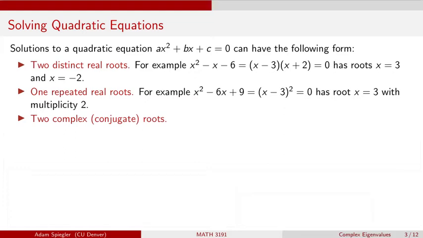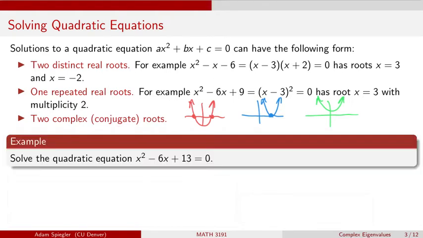So for the case of two distinct real roots, that means we have a quadratic that might look like this and crosses the x-axis at two distinct points. One repeated root might be a quadratic that looks like this, where the vertex is right on the x-axis. And it's possible that if we're graphing a quadratic, we have a parabola which sits entirely above or below the x-axis, in which case we have two complex conjugate roots. So let's take a look at such an example.